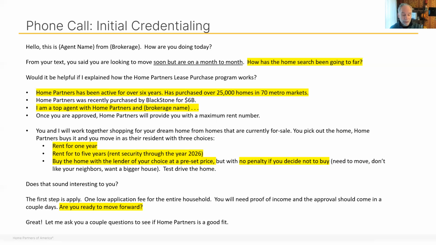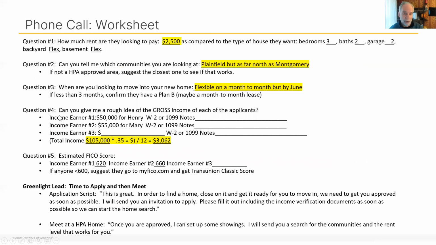Well, great. Let me ask you a couple more questions to see if Home Partners really is a good fit. So I have 5 questions here that I want to go through, or at least make sure I have the answers to them, right? So question number 1, how much rent are they looking for compared to the type of house that they're looking for, right? So he said they're willing to spend up to $2,500 for a 3-bedroom, 2-bath house with a 2-car garage. They're not that concerned about the backyard or basement. They can be flexible around that, but they want those 3 bedrooms, 2 baths, 2-car garage.